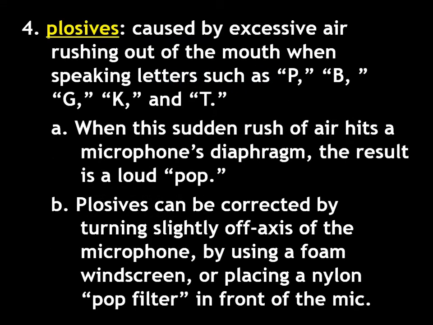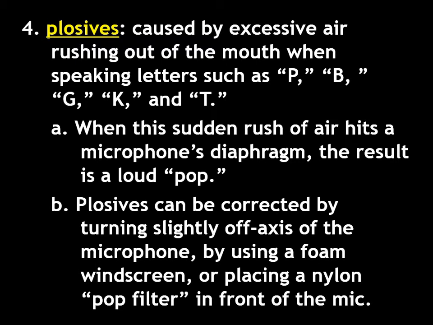Plosives are caused by excessive air rushing out of the mouth whenever speaking letters such as P and B and G and K and T. So when I said those letters, I did as best as I possibly could to not pop the B and P into the microphone, because you do get those sounds. It creates a loud pop when you record them if you're not careful, because it's that sudden rush of air that is coming out. It hits the microphone. And even if you're talking in everyday conversation, people that overemphasize those sounds, you can kind of hear that popping.